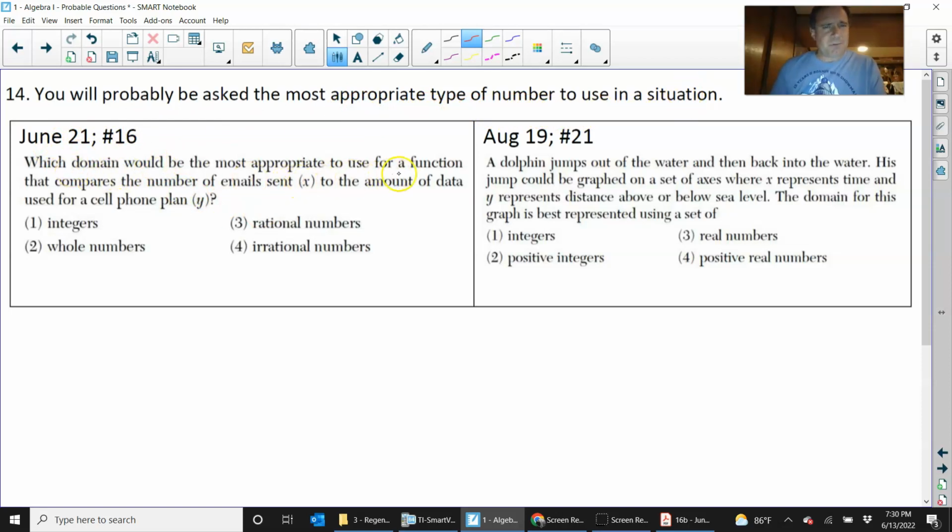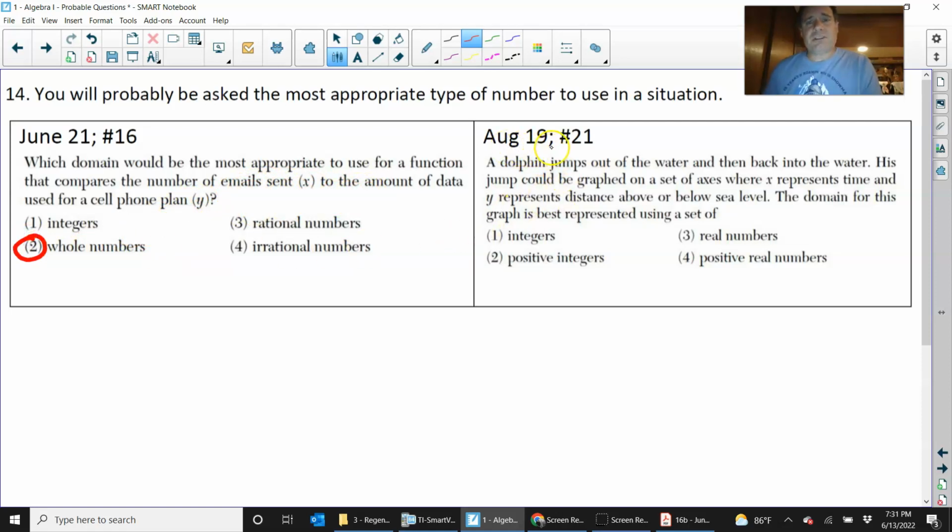So you'll probably be asked the most appropriate type of number to use in a situation. Which domain would be most appropriate for the function that compares the number of emails sent to the cell phone plan? We did this one already. But this is the June 2021 exam. It repeats. So obviously the email sent amount, we said it was whole numbers.